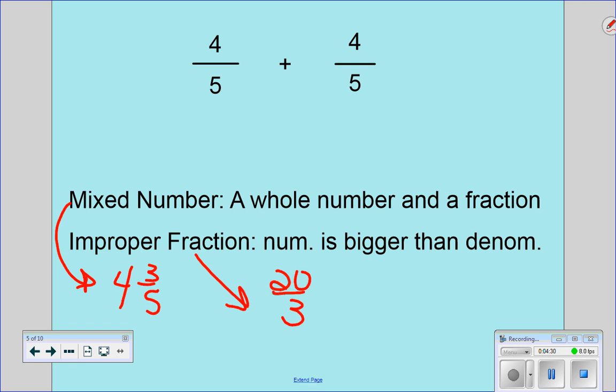So if you need these, you better get them written down. If you're not sure, an improper fraction has a numerator that's bigger than the denominator, and a mixed number has a whole number with it. The reason they call it a mixed number is because they're mixing a whole number and a fraction together. That's why it's called a mixed number.